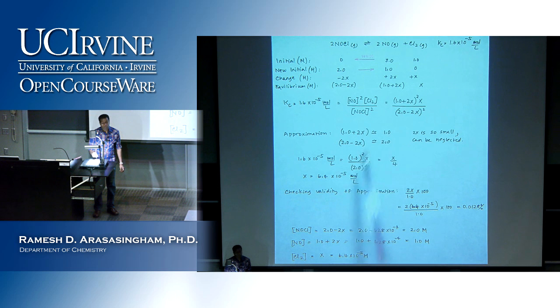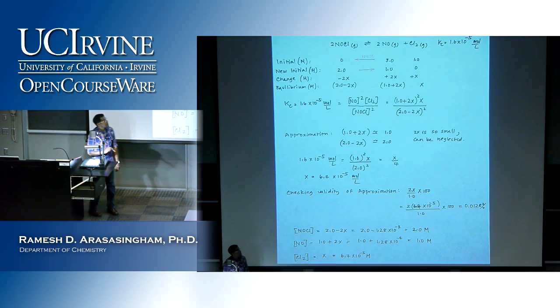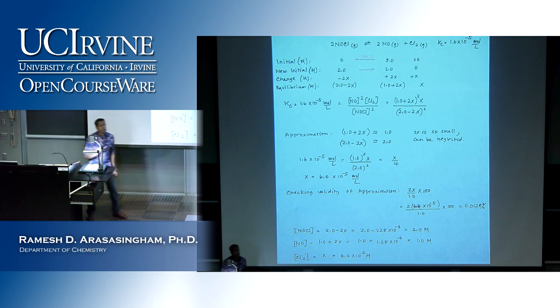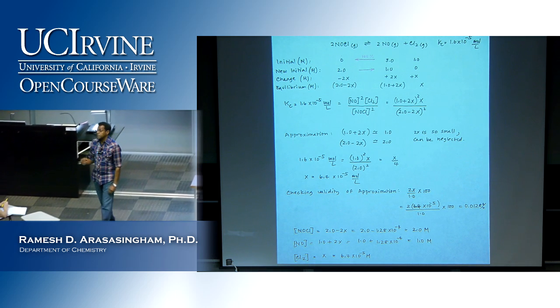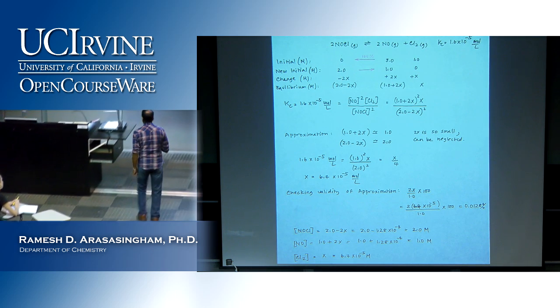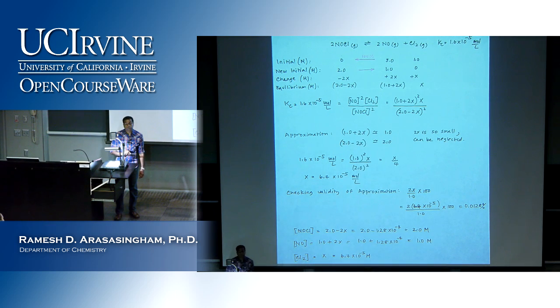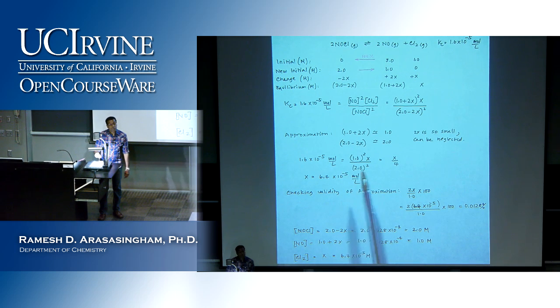We can say 1 plus 2x is approximately 1, and 2 minus 2x is approximately equal to 2. You can solve that, and we figured out that x is 6.4 times 10 to the negative 5. Once you do that, you always have to go back and recheck your assumption. Is that approximation indeed valid? The way we check it is we say 2x is small compared to 1, and 2x is small compared to 2. We just need to do it once, because if 2x is small compared to 1, it will be small compared to 2.